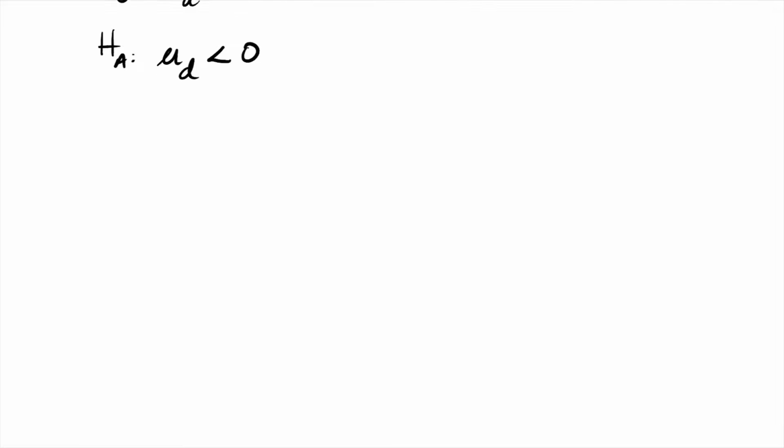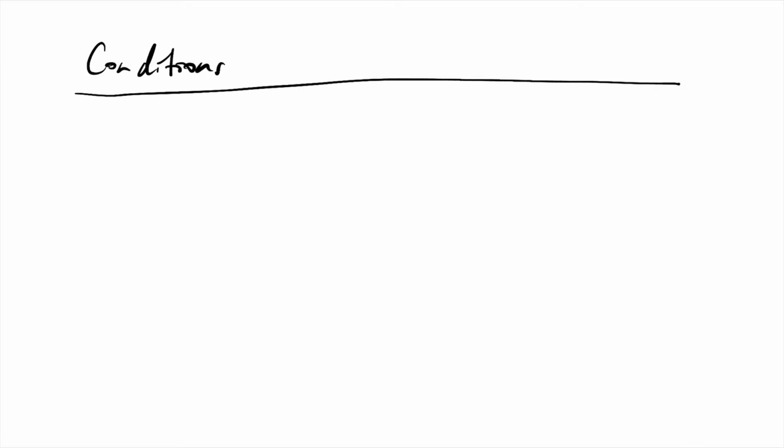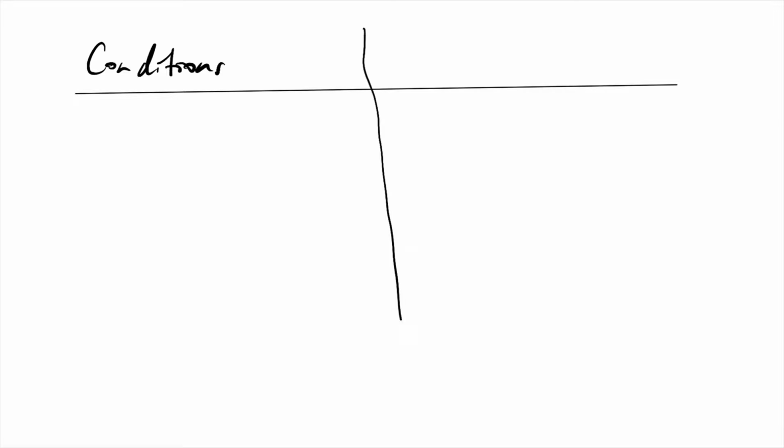Okay. Next one is conditions. We only have to check one because there's only one group. There's not two groups like in the two sample.